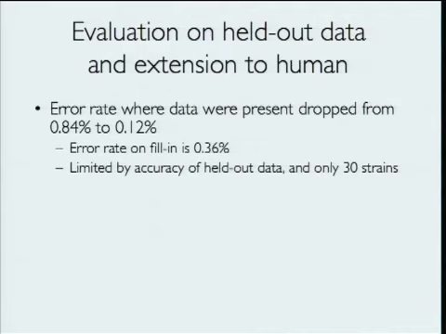What does this do to the error rates? Well, it's quite easy to measure the error rates for this process. So the error rate where data were present dropped from 0.84% down to 0.12%. So we improved the confidence. The error rate on fill-in is about 0.36%. That's better than the error rate where we had data before. And in fact, this is an underestimate. This is the way that we measured the errors, and it's also on a small number of strains.